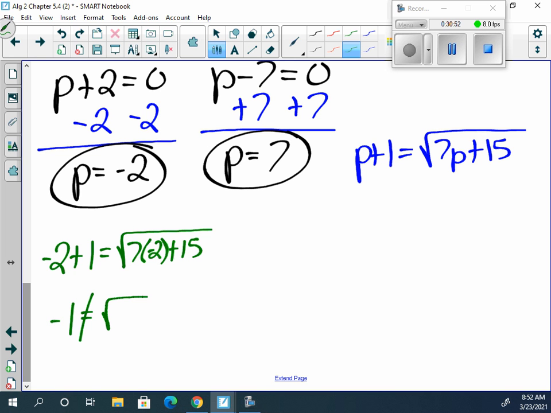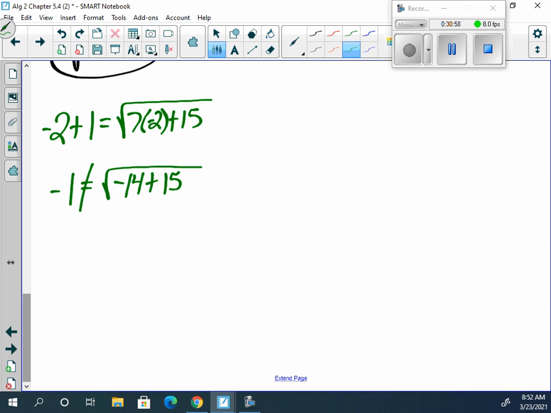But if we went on and did this here, 7 times -2 would be -14 plus 15. Well, -14 plus 15 would give us a +1, and the square root of 1 is 1, but they don't equal. We can't have a -1 equal 1, so it doesn't work.